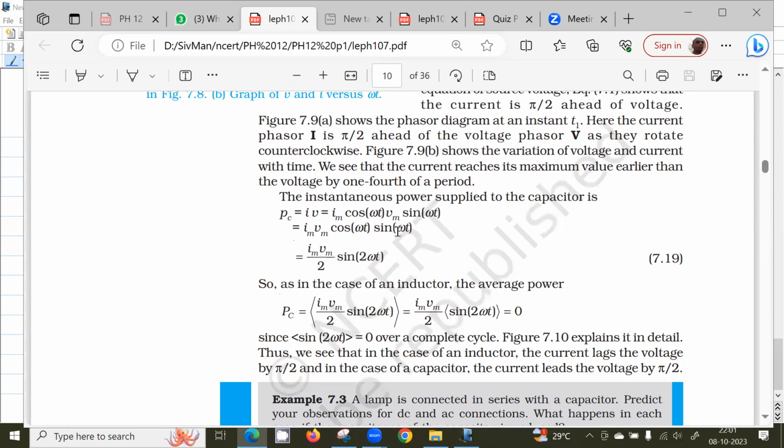So you have sine and cos. Sine 2 theta is 2 sine theta cos theta. So this thing can be written as sine 2 theta, or sine 2 omega t. The average of sine 2 omega t is 0 because it is equally positive and negative. Average of sine theta is 0 and average of sine 2 theta is also 0. Is this clear? Yes, sir.